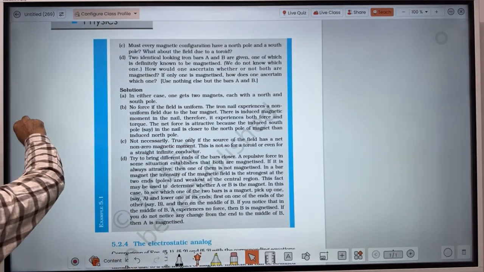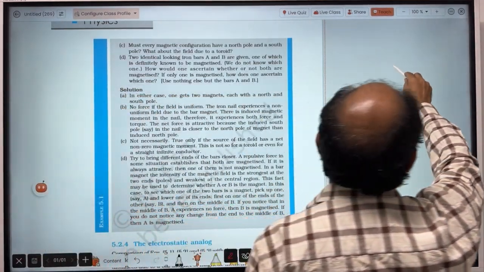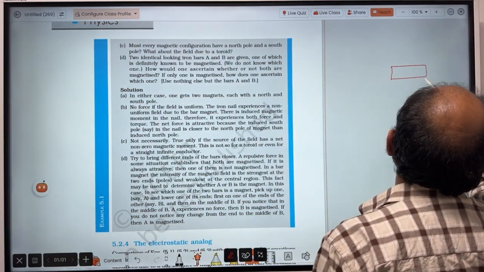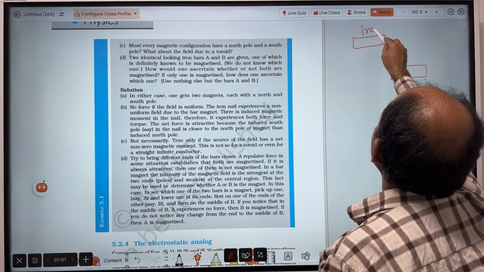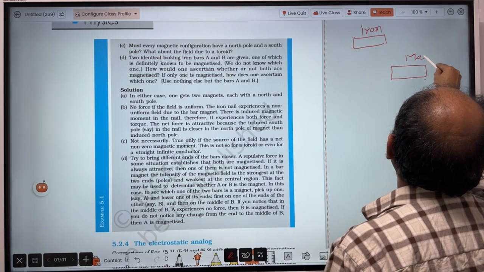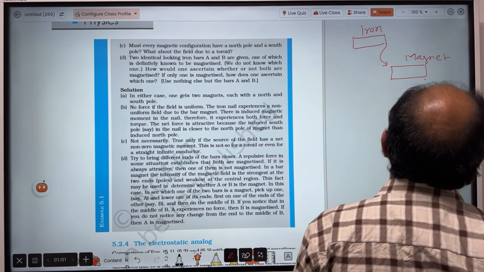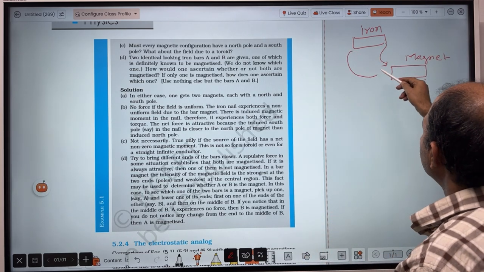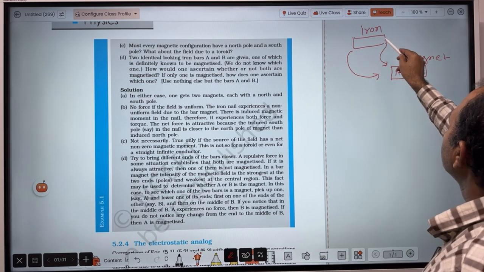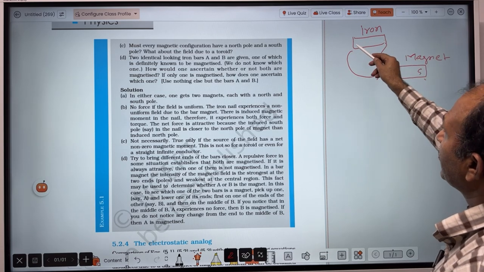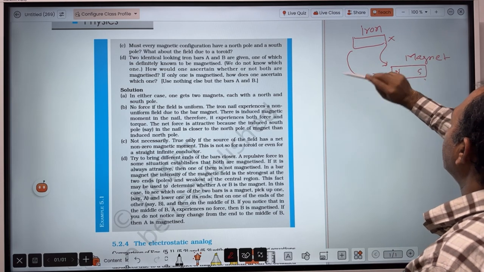So one general test, if you remember, we can observe it. Suppose this is one piece, this is another piece, right? Suppose this is iron and this is a magnet. If you bring this point closer to this, what will happen? It will be attracted. If you bring this point closer to this point, suppose the magnet has a north pole and a south pole, and you bring this point here, still there will be attraction. If you bring this point here, still there will be attraction. It means definitely this is an iron piece, right?